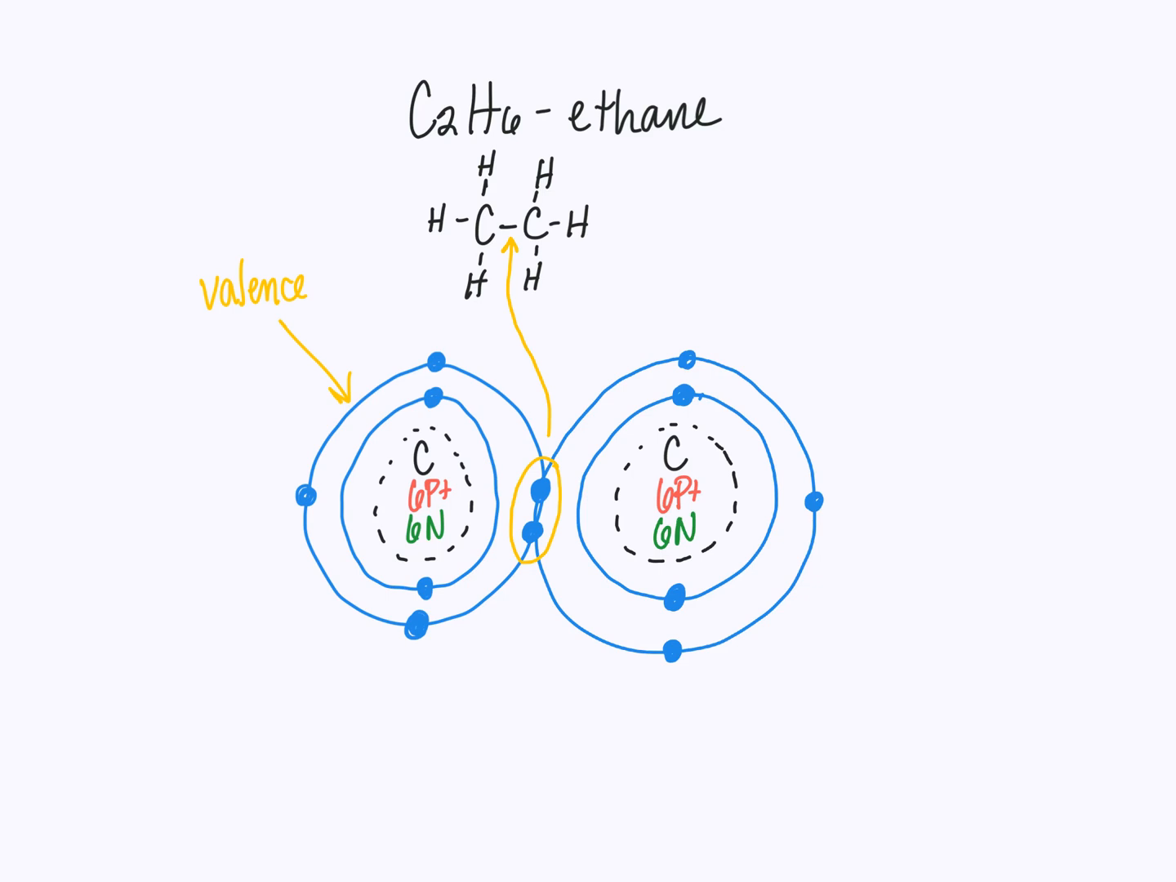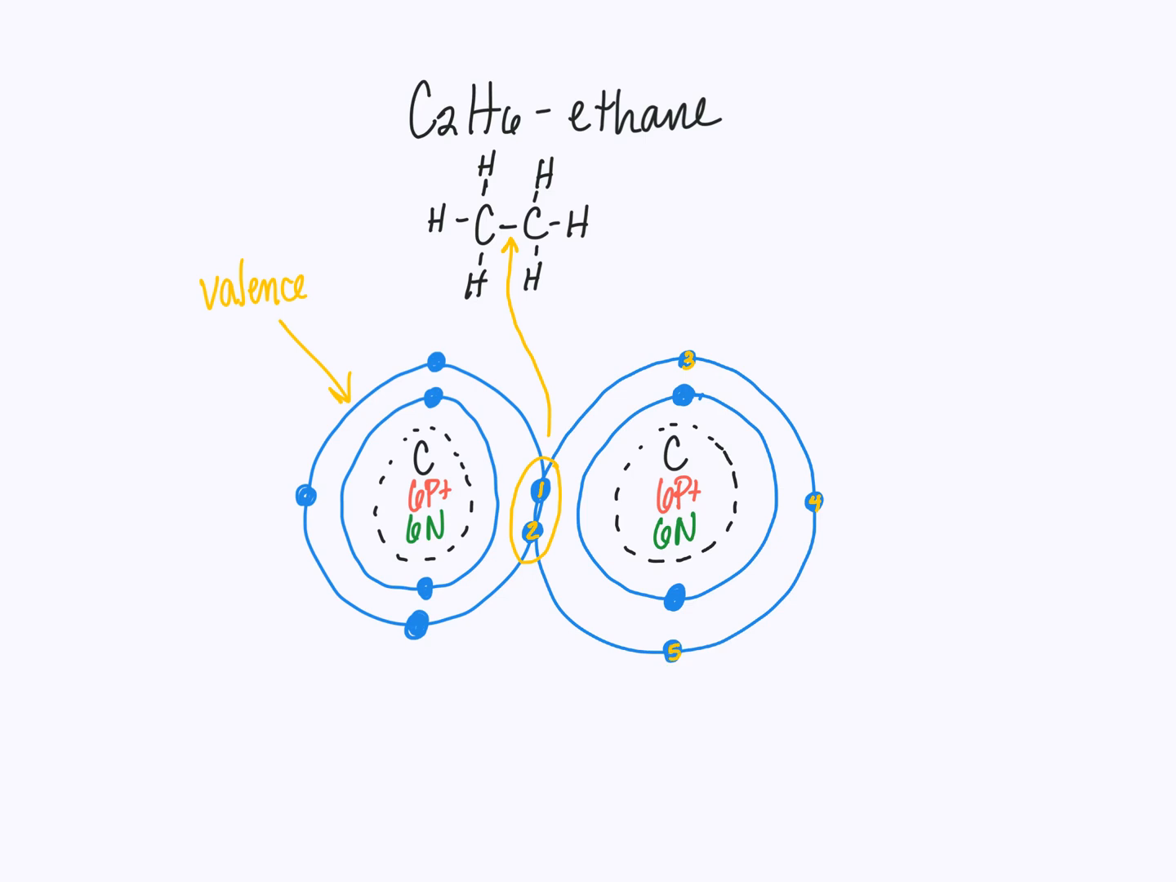Now each one of these carbons still has spots open for binding, because remember, the valence shell can hold 8 electrons, and each carbon currently only has 5 because it's sharing these 2. So 1, 2, and then 3, 4, 5.